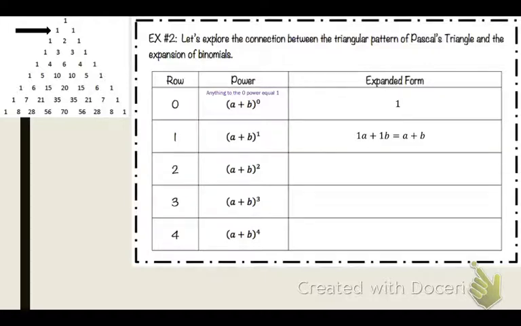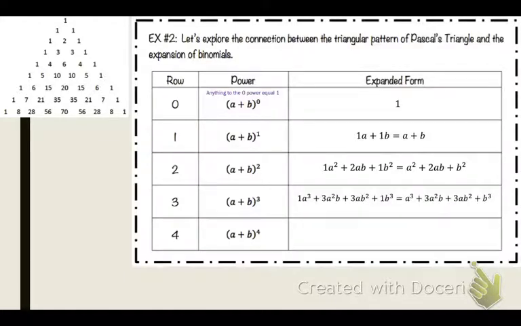Okay? (a + b)² — you can pause this and multiply it out if you want, you don't have to — is 1a² + 2ab + 1b², which is the second row's coefficients: 1, 2, 1. Third row, again, if you want to multiply this out, go for it. I'm not going to make you though. So it's 1a³ + 3a²b + 3ab² + 1b³, which is the third row.